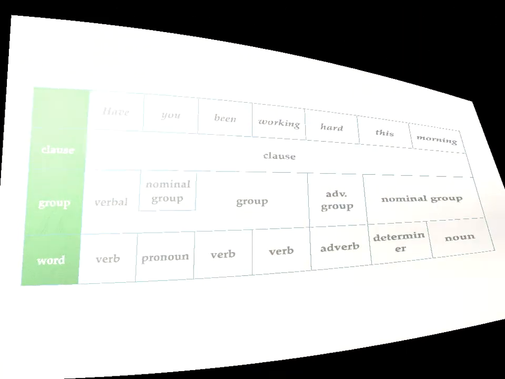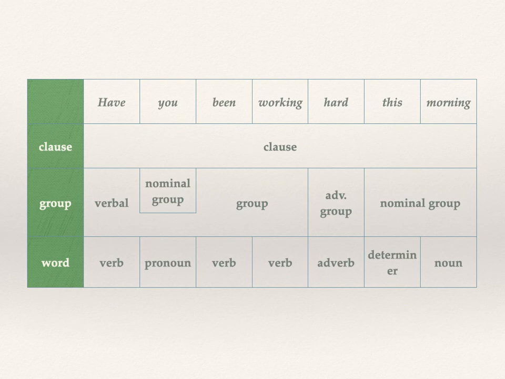So let's introduce groups in between words and clauses. Now we can recognize in this example, have you been working hard this morning? That you have a nominal group, you, it consists of a single word, a pronoun, and that have been working is in fact a group of words, a group of verbs in particular, a verbal group, and is discontinuous in this type of clause. What's this type of clause? Well, it's a yes-no interrogative clause, contrasting with the statement you have.